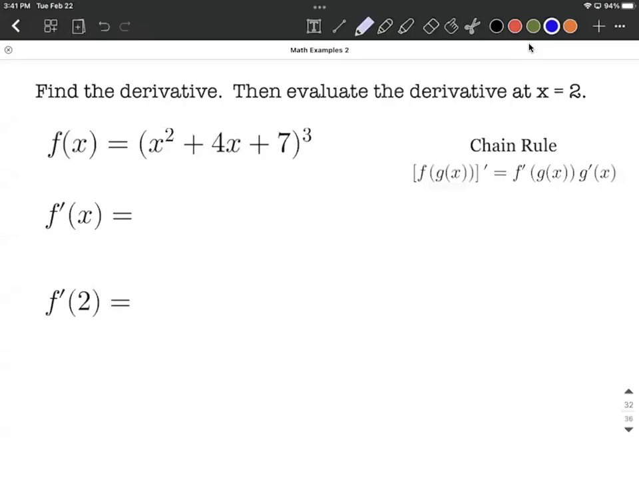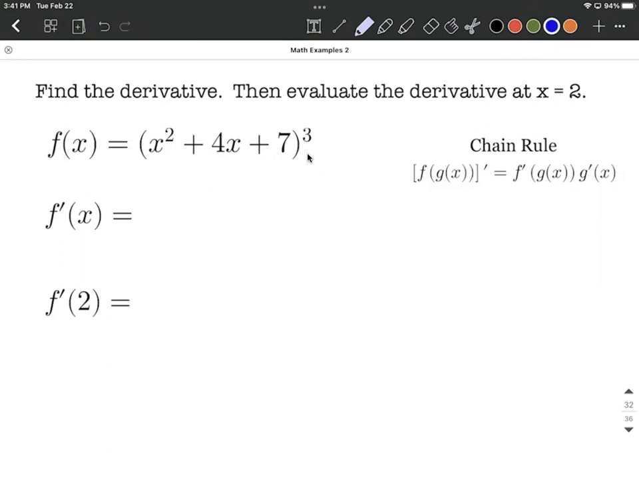Okay, let's take a derivative and then evaluate that derivative at an x value of 2. So in this case, we have kind of a complex looking function. What's really going on here is we have a quadratic function inside of another function, right? This is being raised to the third power. So that's pointing us towards using the chain rule.